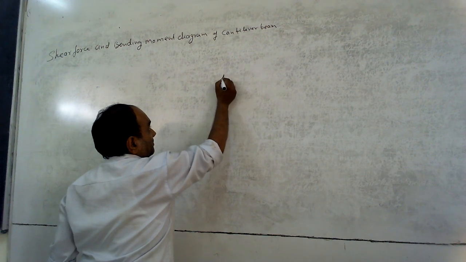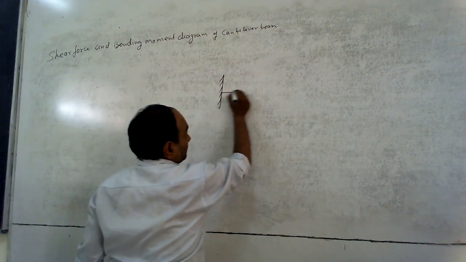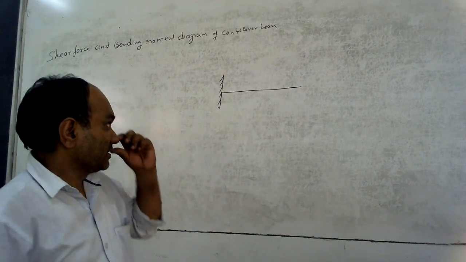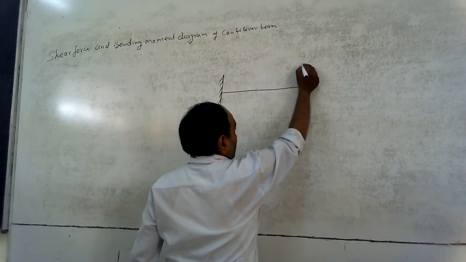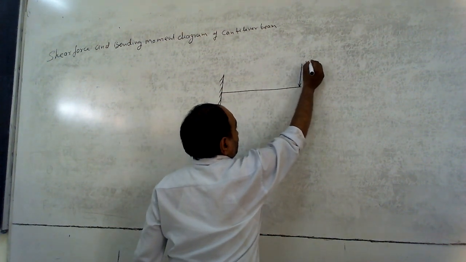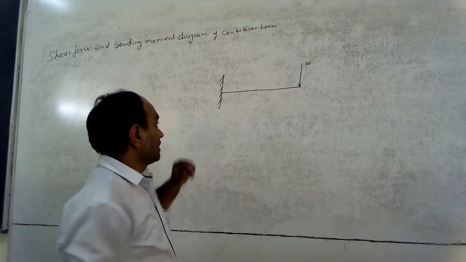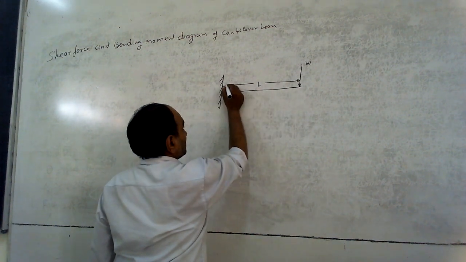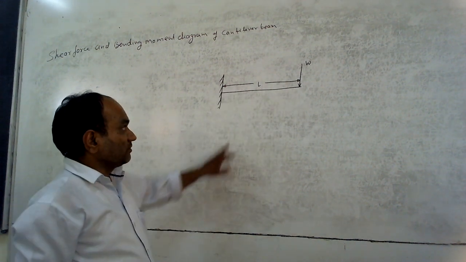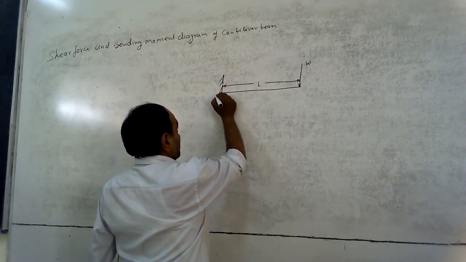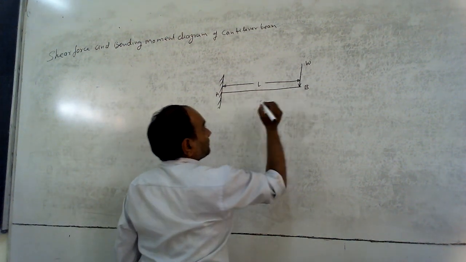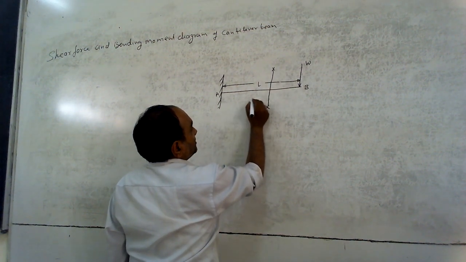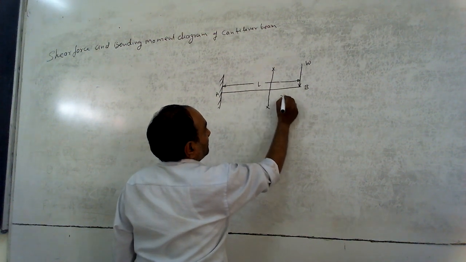This is a cantilever beam. One end of the beam is fixed, the other end is free. That is a cantilever beam. Here I am applying a force W on this beam. The length of the beam is L. This is point A, this one is B. Let us consider a section XX at a distance x from the free end.